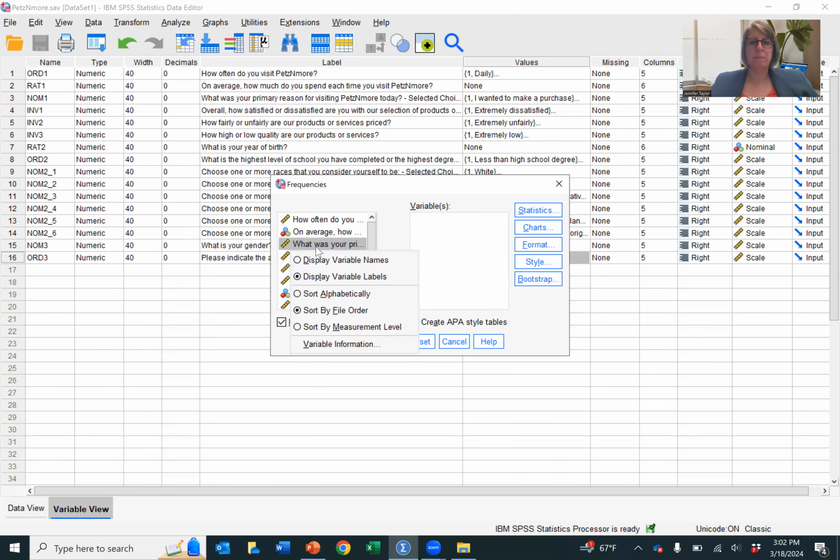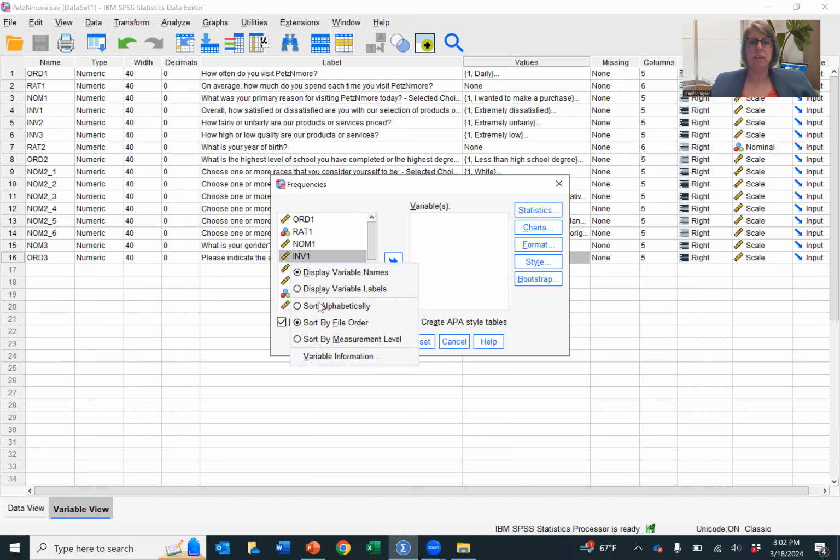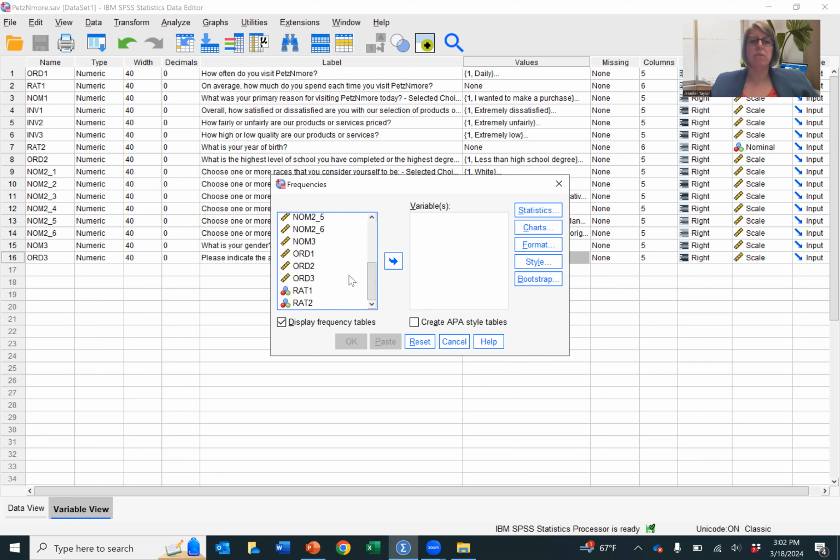Okay, right-click, and then display variable names. And then it's going to show you these variable names. And now another neat trick is if you right-click again, you can sort alphabetically. And then you can scroll down, and all of the ORDs are in alphabetical order.